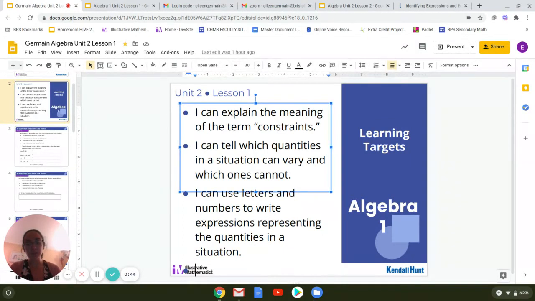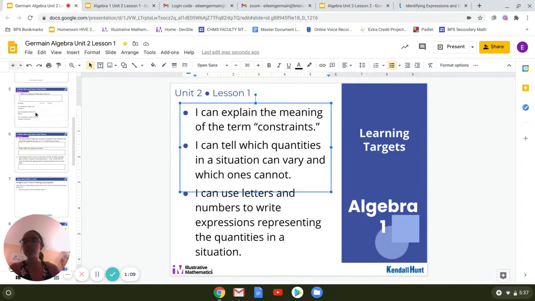learning targets for today. We already know what that word constraint means, so that one we'll be able to check off our list. We're going to really look at this second one in this video, which ones can vary and which ones cannot. And I can use letters and numbers to write expressions representing the quantities. So we started this in class, we're finishing it today at home.